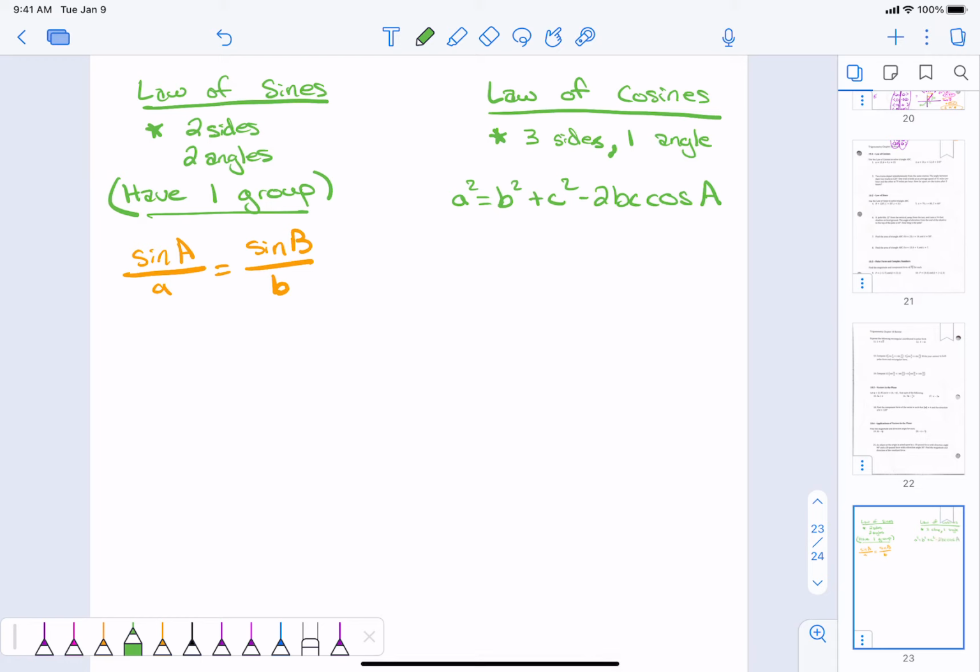That's perfect. Okay, that's your formula for the law of cosines. So three sides, one angle. Side, side, side. These are all sides. You don't have to write this down if you don't want to. But there's my three sides that are involved. And the one angle that I'm trying to find is that guy.